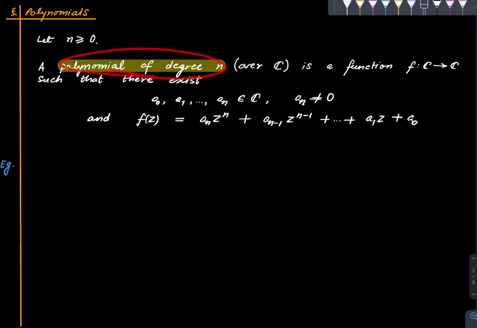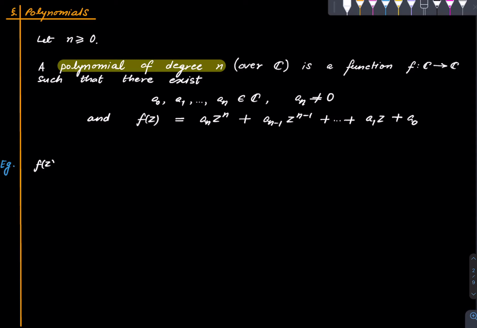So a polynomial of degree n is a function such that there exist complex numbers a0 up to an, with an being non-zero, such that f(z) is this expression, right? So basically it's sums of scales of powers of z, and the highest power that you see is the nth power because an is non-zero. I'm sure you were familiar with this definition, but anyway, let's look at some examples.